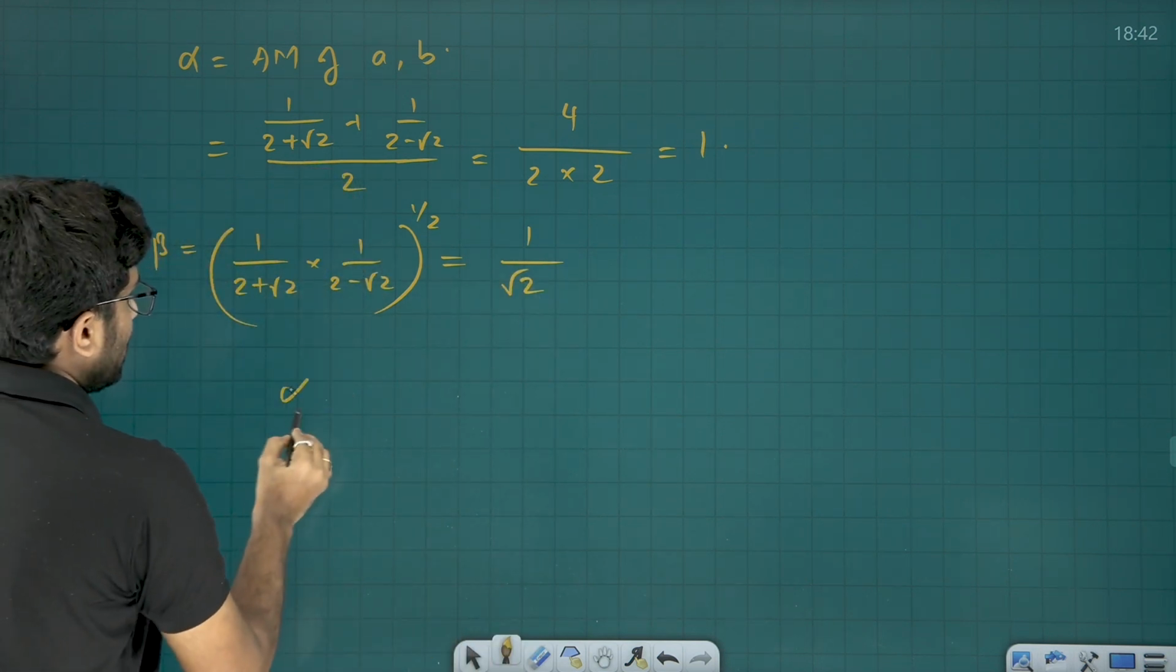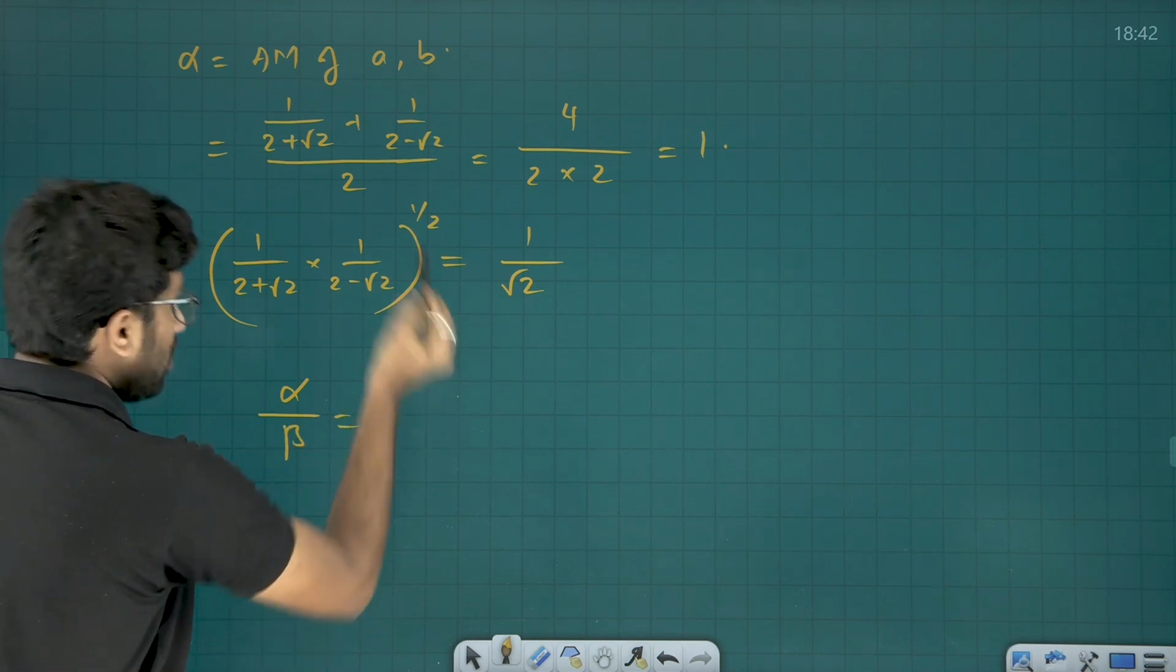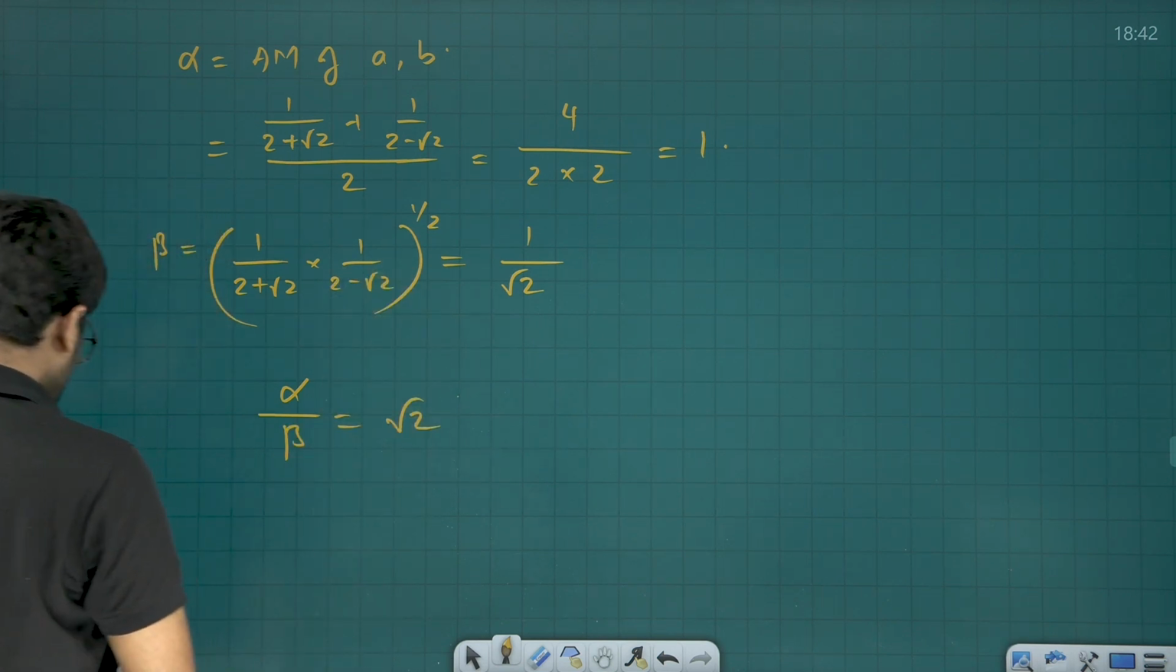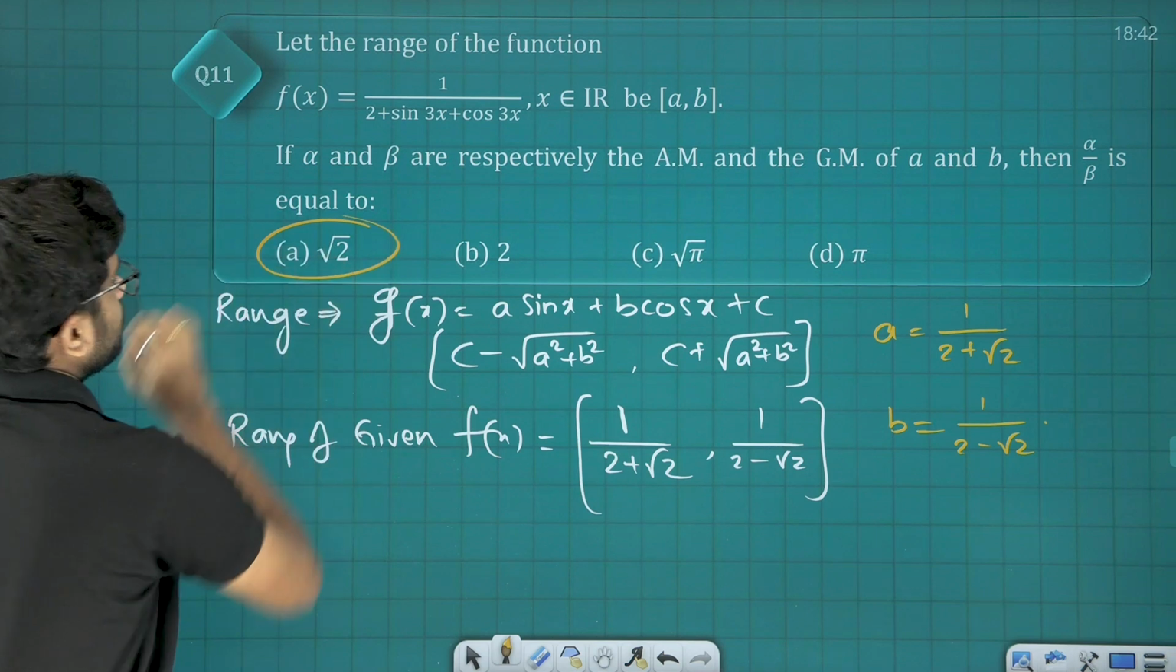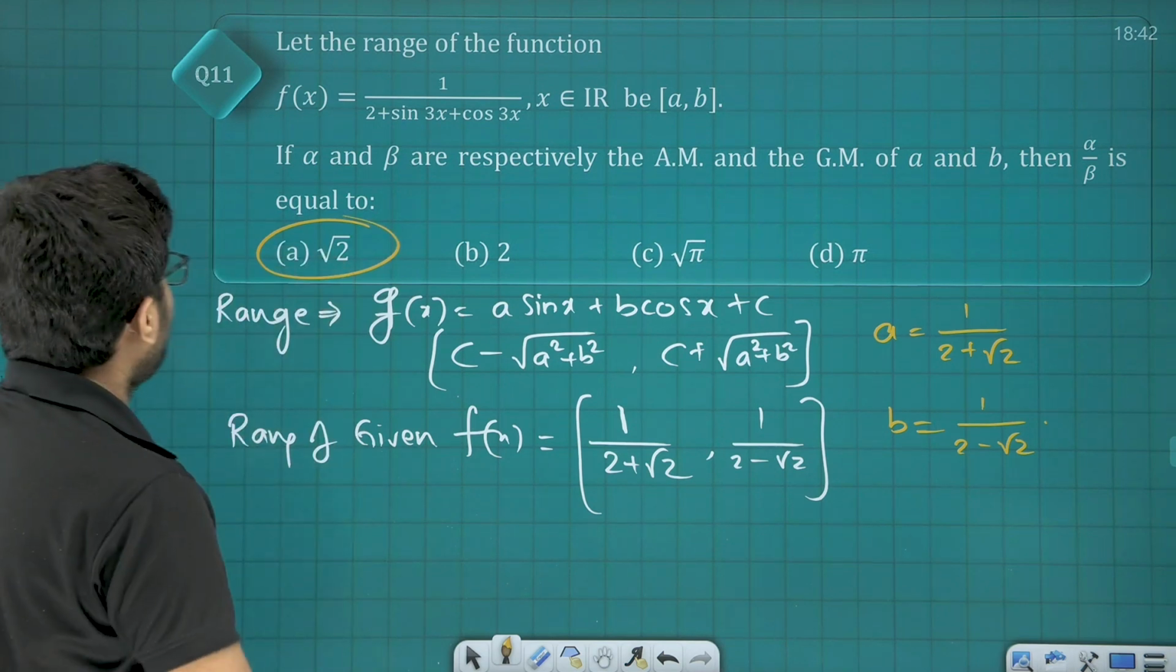Now they are asking us to get the value of alpha divided by beta. 1 divided by 1 by root 2 is root 2. Option A. Clear, friends? Next question.